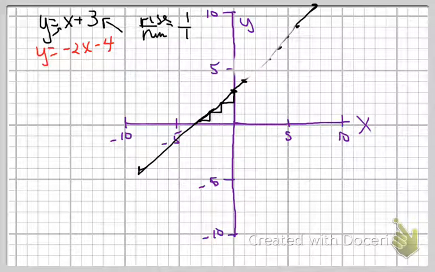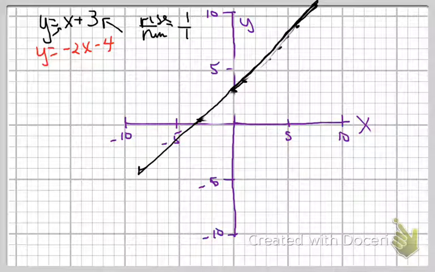Alright, so basically that's what it kind of looks like. Now that I did that one, I'm going to do the red one.